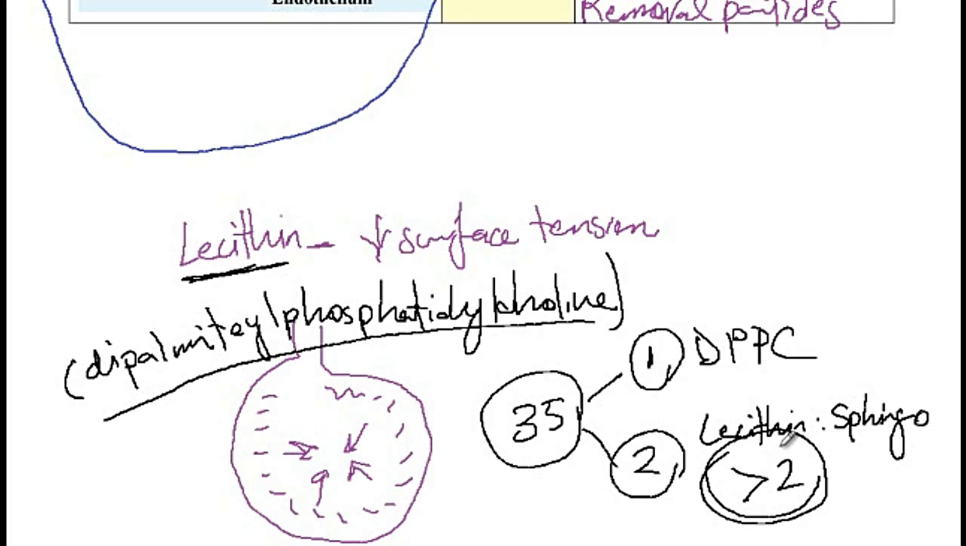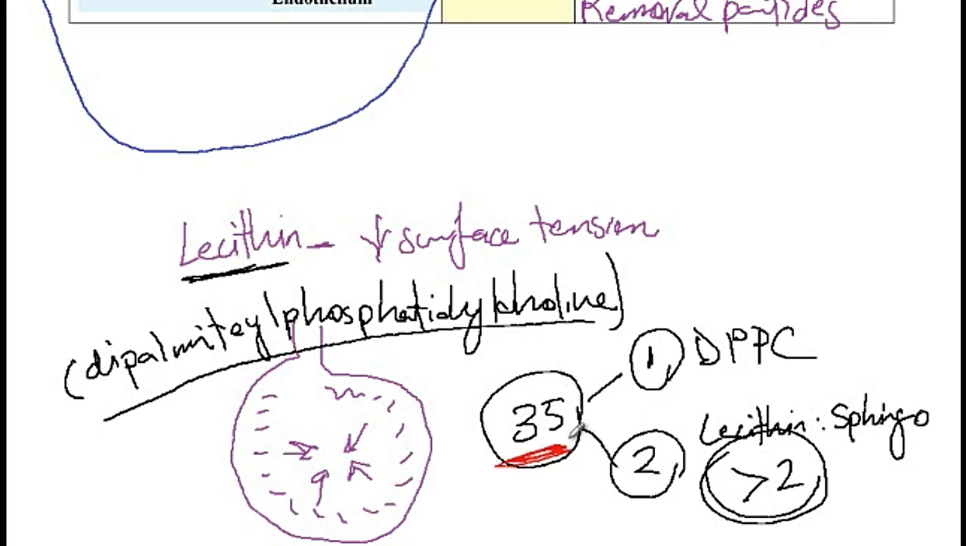Now, if for any reason you will have to induce delivery of a child before 35 weeks of gestation, there is a chance that the fetal lung is not mature. For instance, let's say that the mother has preeclampsia and there is danger for the mother if she continues the pregnancy. So you will have to induce the delivery of the child.